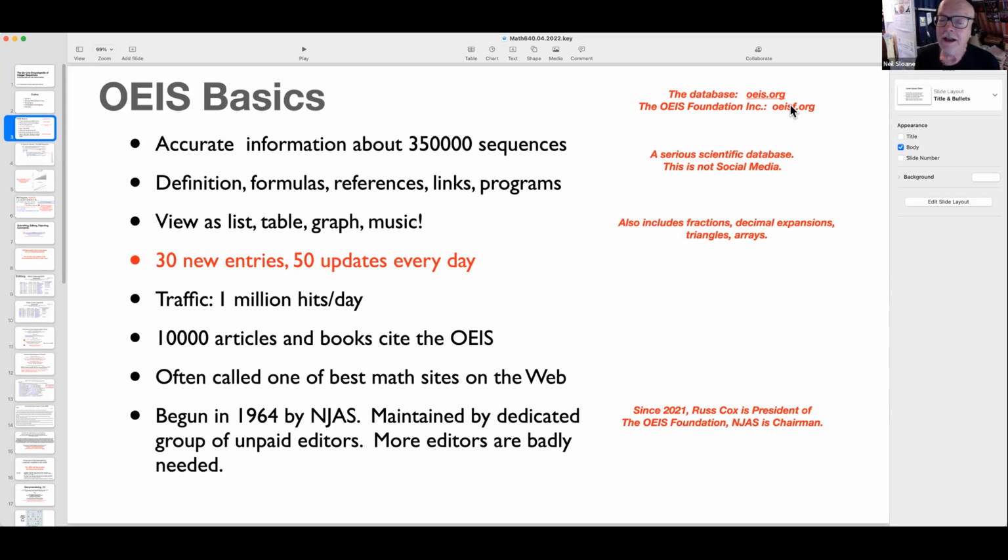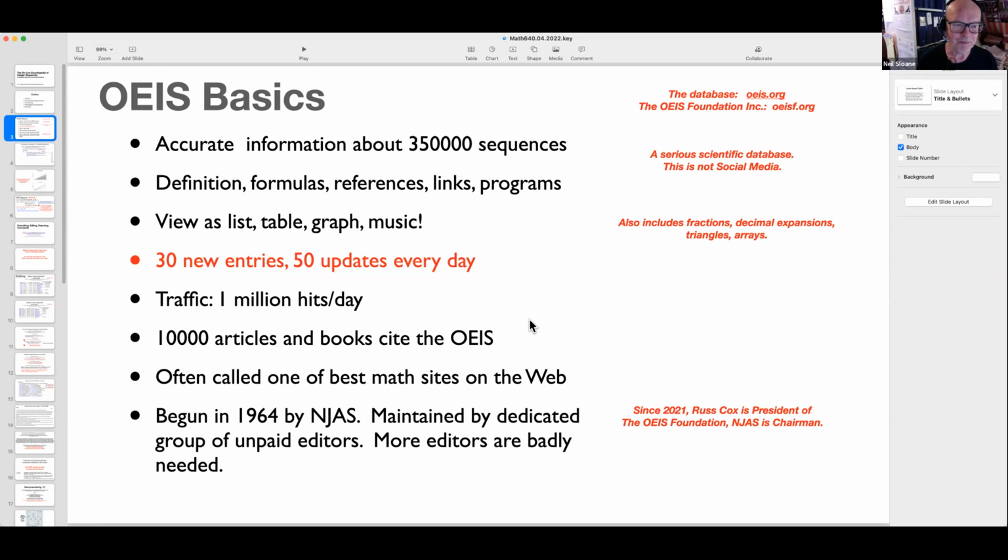And we don't just do sequences of integers, we do fractions. We separate the fractions into numerators and denominators. So for instance, the Bernoulli numbers give rise to two sequences, one for the numerators and one for the denominators, the Bernoulli numbers being fractions, not integers. We do decimal expansions, we do triangles, arrays, and so on. And since last year, Russ Cox is now the president, and I am the chairman of the board.